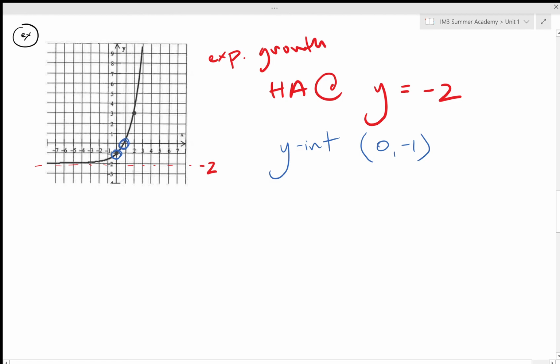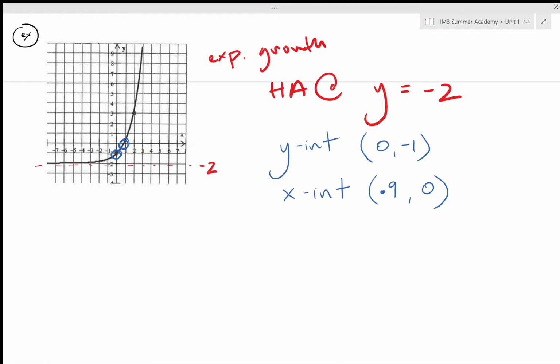It's not a great number to read. We can make an estimate of that. X-intercept, and let's call that 0.9-ish or 0.8-ish, whatever you want to call it, by 0. Side to side, no up and down. Let's also analyze the domain and range.